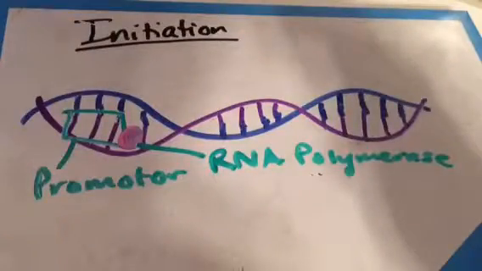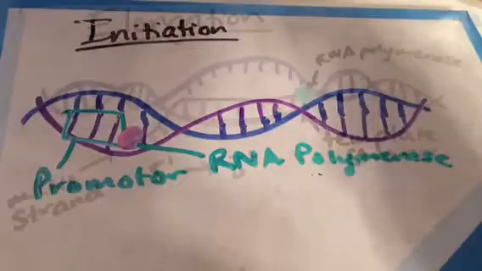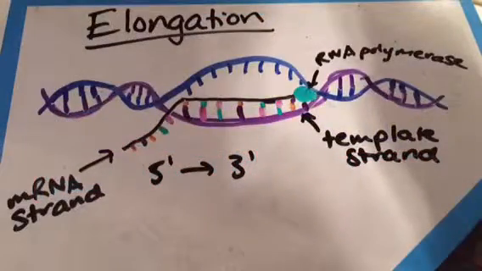Initiation begins when RNA polymerase binds to the promoter, a place in the DNA sequence where RNA polymerase attaches and initiates transcription. RNA polymerase then unwinds the DNA and begins mRNA synthesis. Next, in elongation, RNA polymerase moves downstream, which means it moves away from the promoter, and continues to unwind the DNA and elongate the mRNA transcript in the 5' to 3' direction.